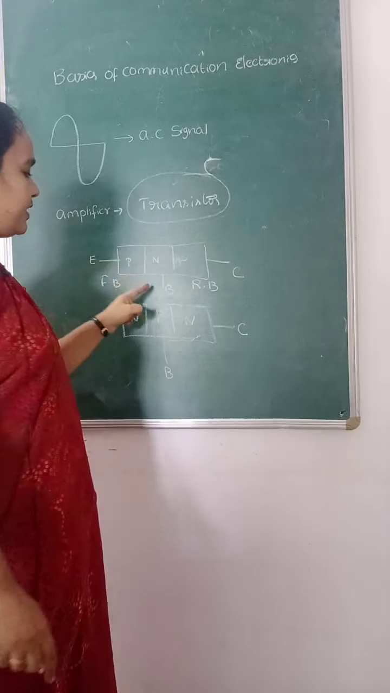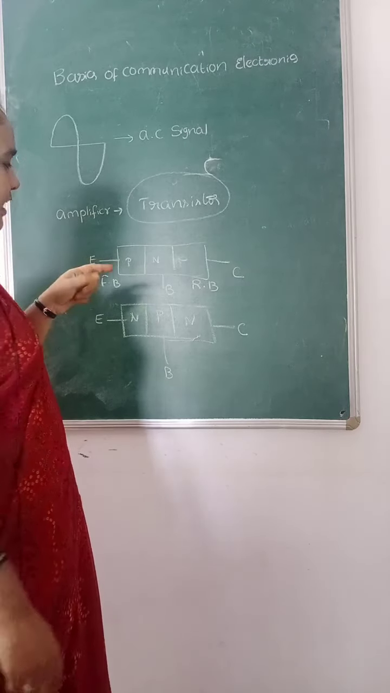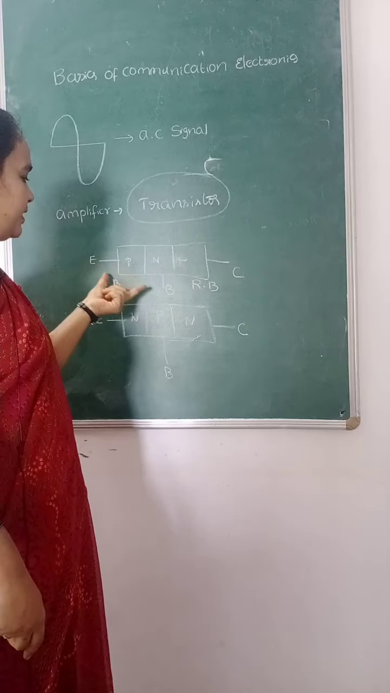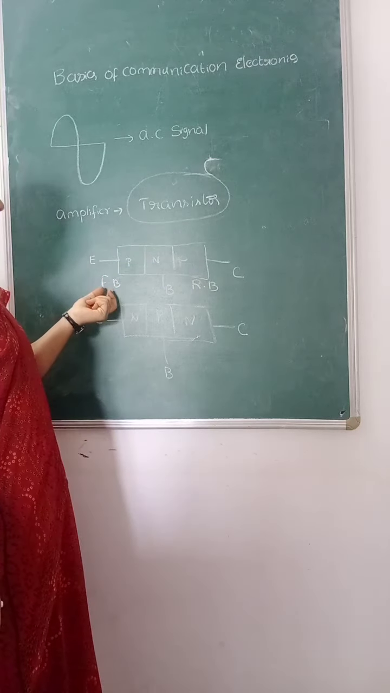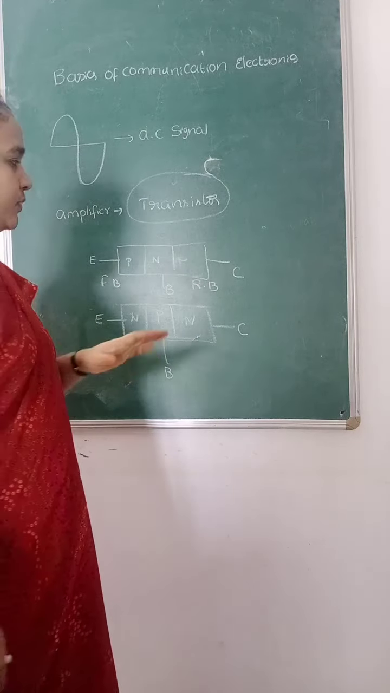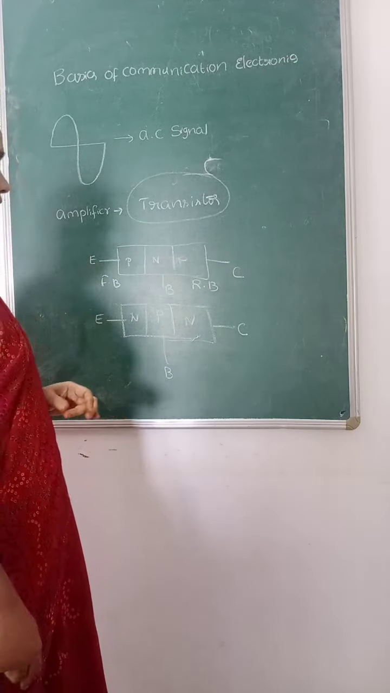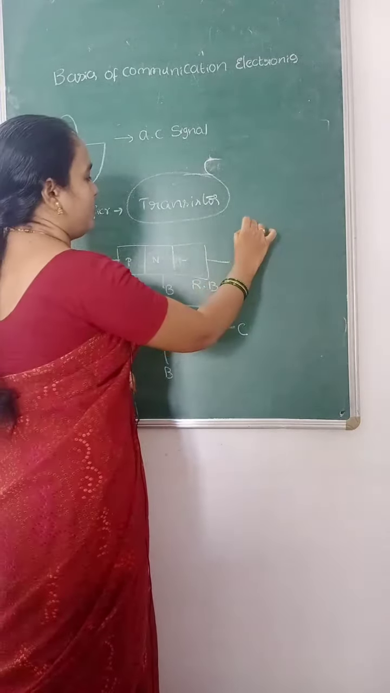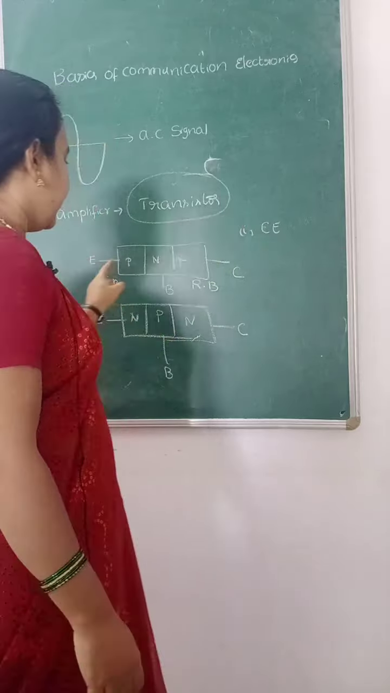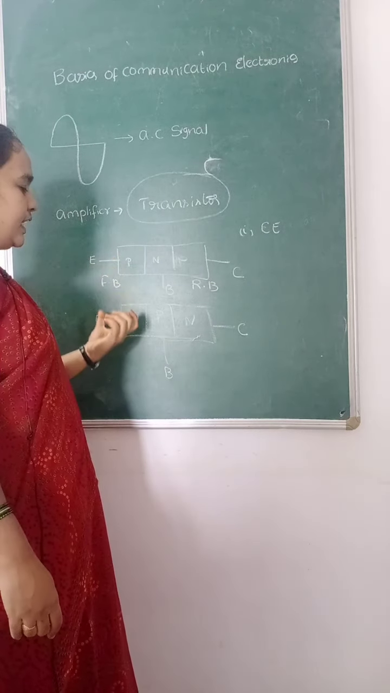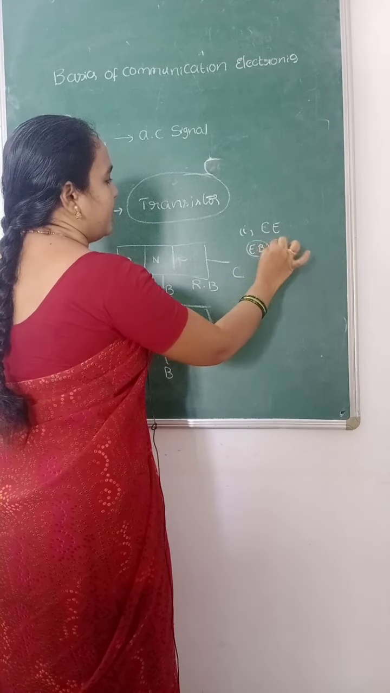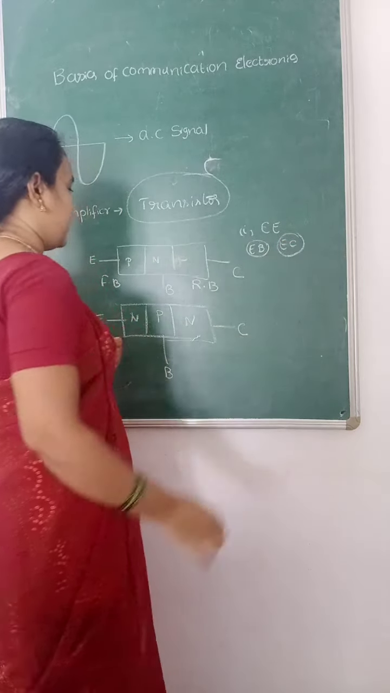So there are three different terminals in NPN or PNP transistors: emitter, base, and collector. Always the emitter base junction should be in the forward bias region and the base collector region should be in the reverse bias region. We can configure this transistor in three different configurations. First, the common emitter configuration, where the emitter is common for both input and output signals. That is, emitter base is the input circuit and emitter collector is the output circuit.